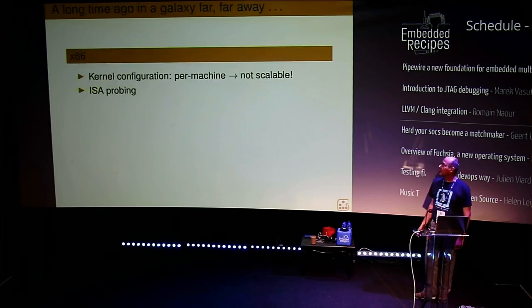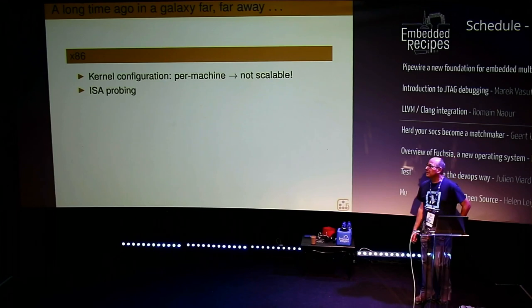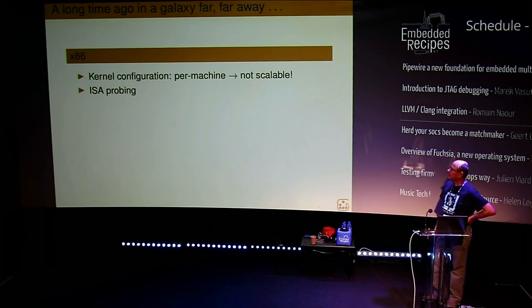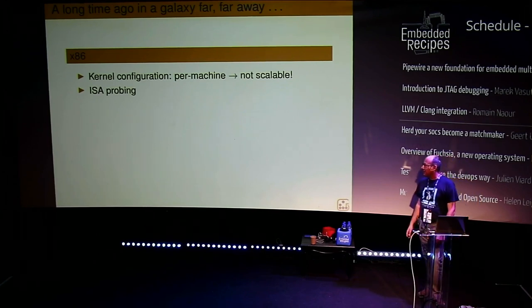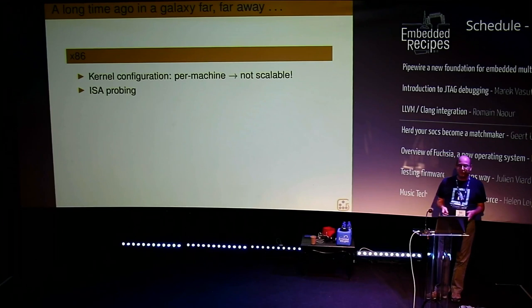So let's have a look at how Linux traditionally handled matching. A long time ago, there was Linux on the PC, and you could configure your kernel. It didn't use Kconfig, but these old bash scripts. Your kernel configuration was tailored to your specific machine, which is, of course, not that scalable if you want to run it on lots of machines. Fortunately, on a PC at that time, most devices on the ISA bus were located at specific well-known addresses. So you could do some probing: is it really present? That's it.